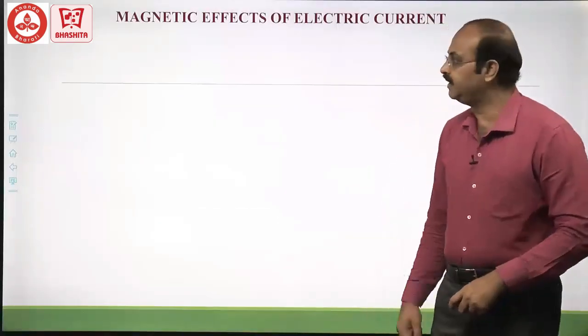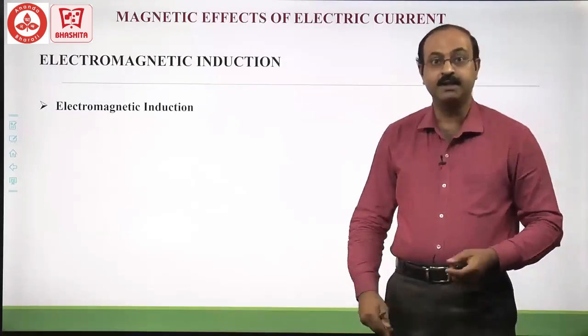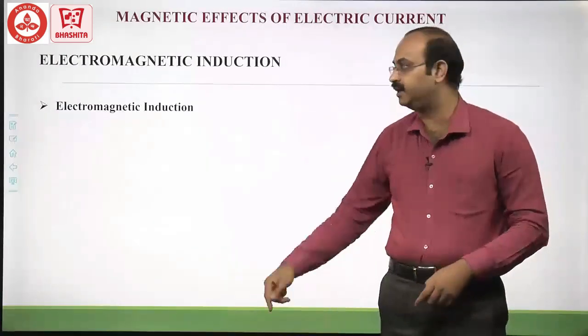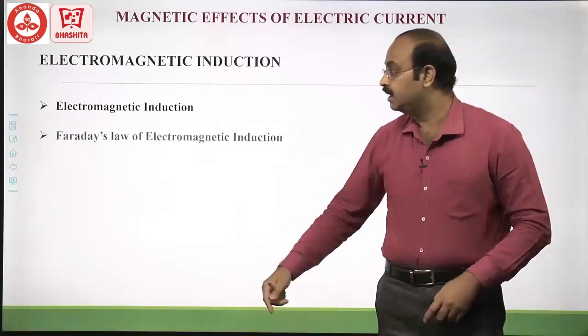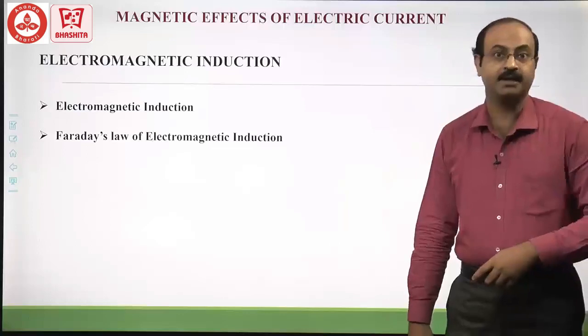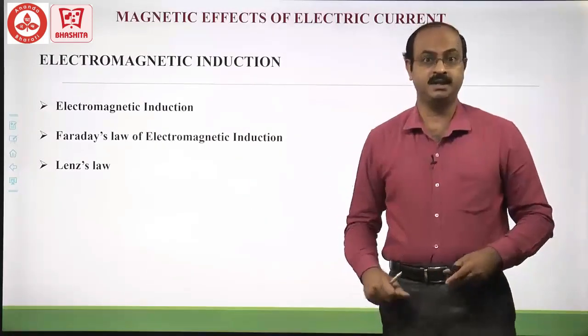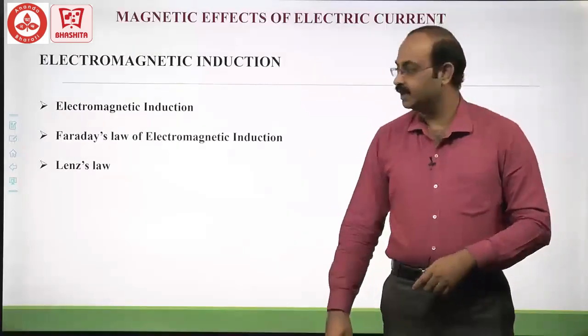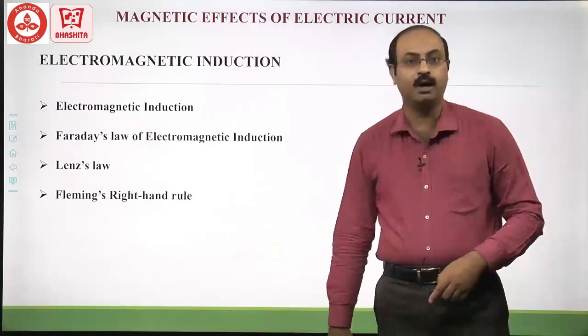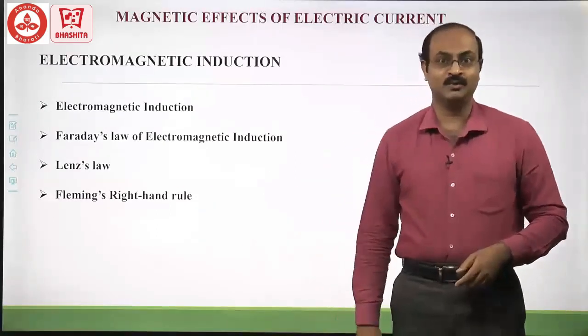So what are the subtopics that are discussed under this electromagnetic induction? That is, what is electromagnetic induction and what is the phenomenon? Also Faraday's law of electromagnetic induction. Then you will also understand an important law called Lenz's law, and you will be able to apply Fleming's right hand rule also.